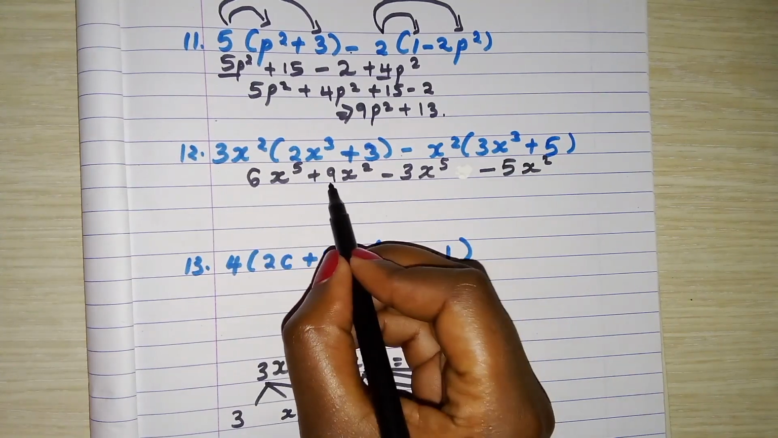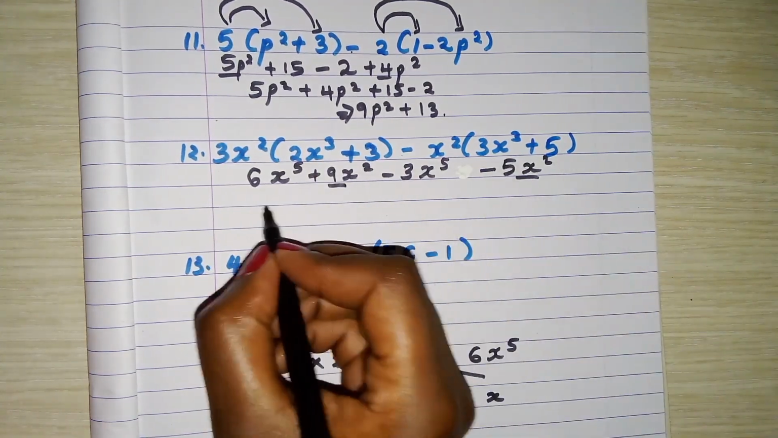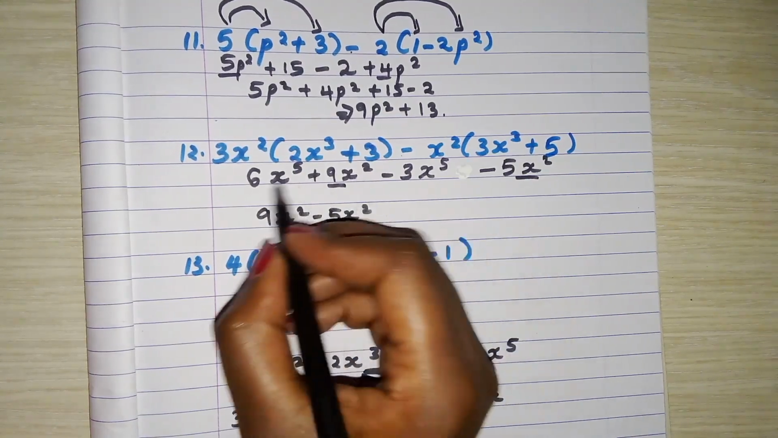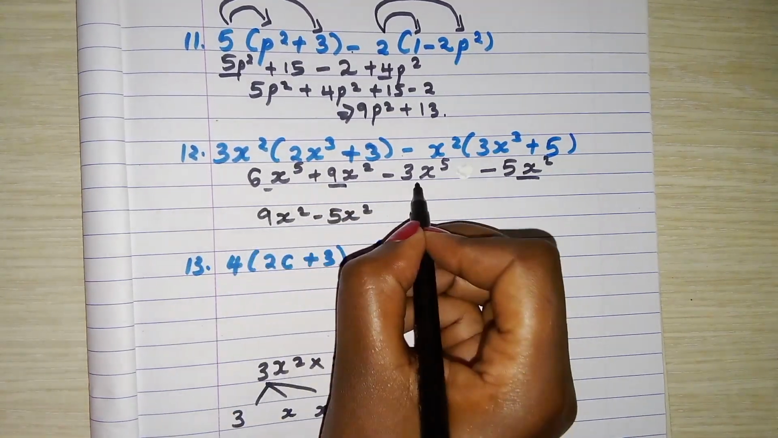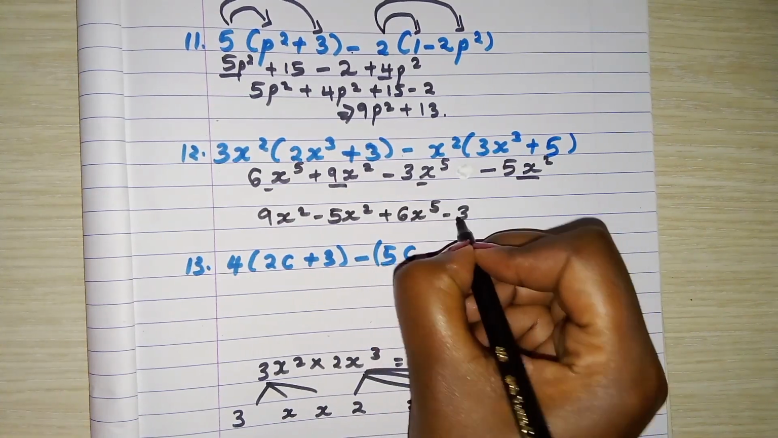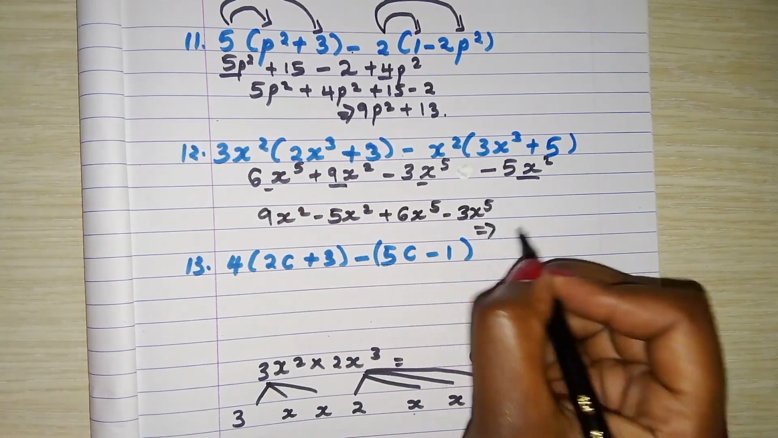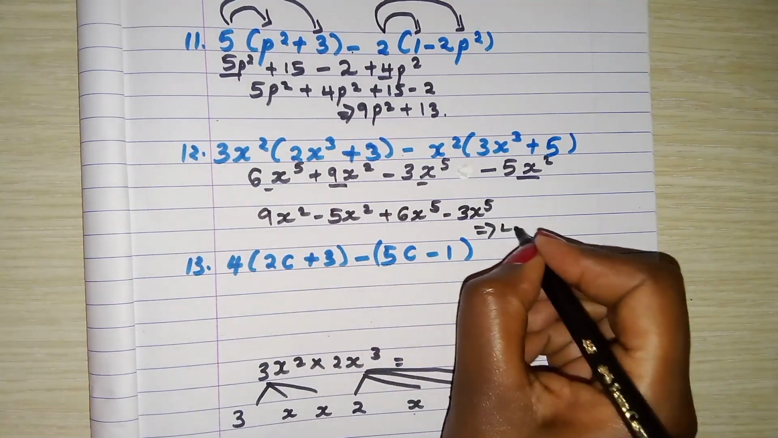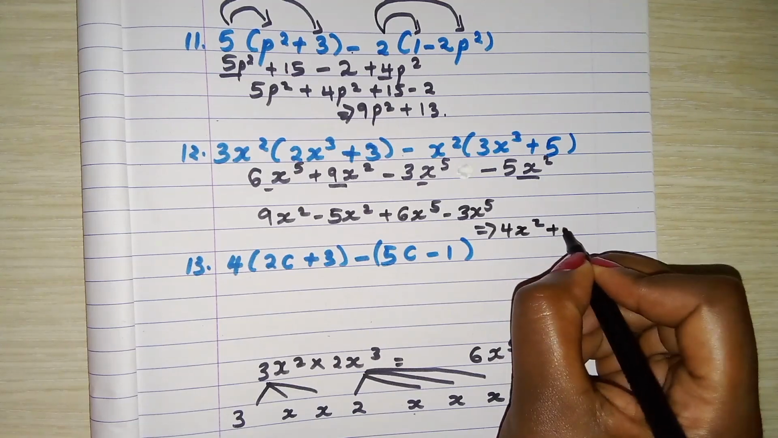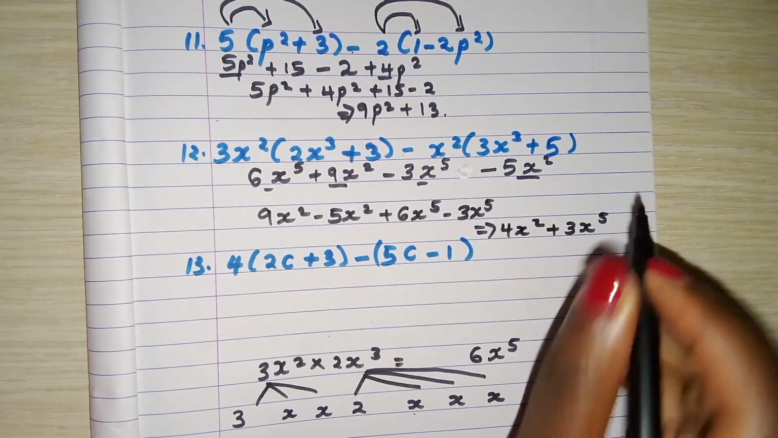Like terms, we have that one and that one. So 9x squared minus 5x squared. And then we have this and that: plus 6x power 5 minus 3x power 5. So what do we get? 9 minus 5 is 4x squared. And then 6 minus 3 is positive 3x power 5.